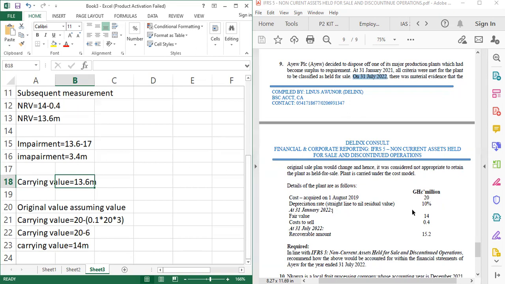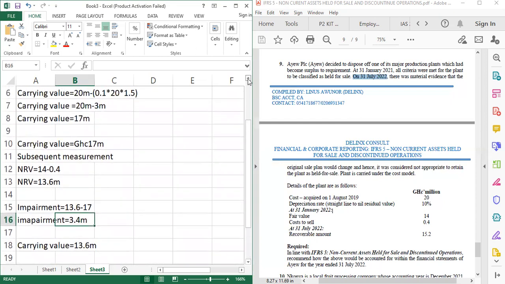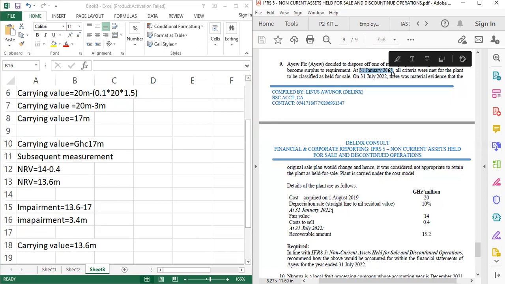Because if the asset had not been classified, we would have had a depreciation, but since we classified the asset, we didn't calculate that particular depreciation on it. After the classification, we didn't charge depreciation for 4.5 years, isn't it? The last time that we charged depreciation on the asset was 31 January 2021, isn't it? It means that from this time to July, we didn't charge a 4.5 year depreciation on the asset. That depreciation should have been 3 million.